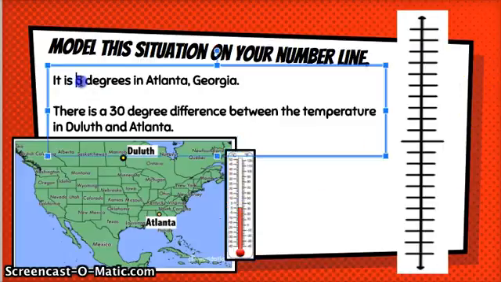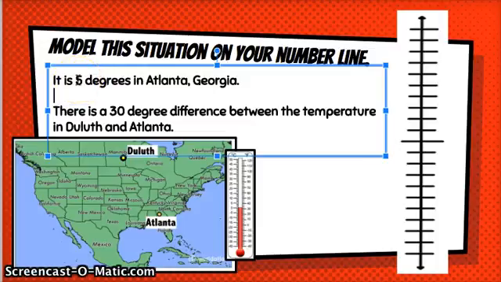Now, if we look at the temperatures, we know it's 5 degrees in Atlanta, and there's a 30-degree difference. So if I want to model these kinds of numbers on the number line, I need to think about how I would set it up. Now, I could go by tens because of the 30-degree difference, but then how would I put 5 degrees on the number line?